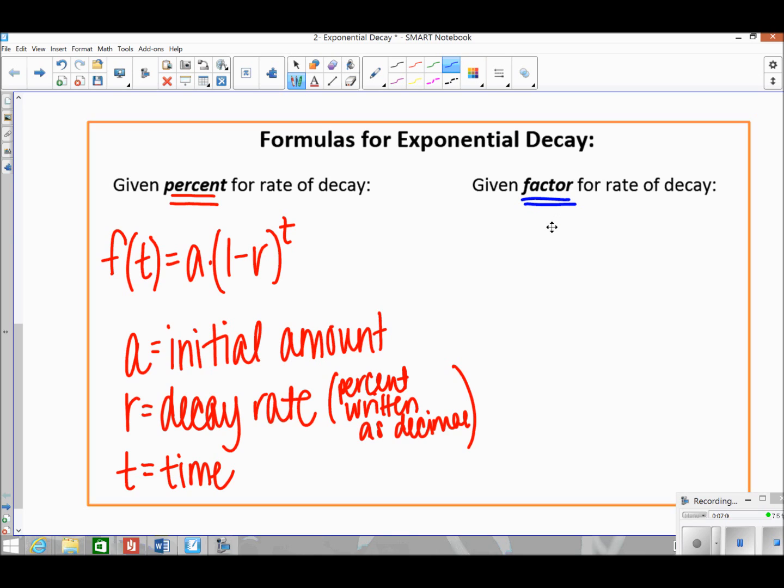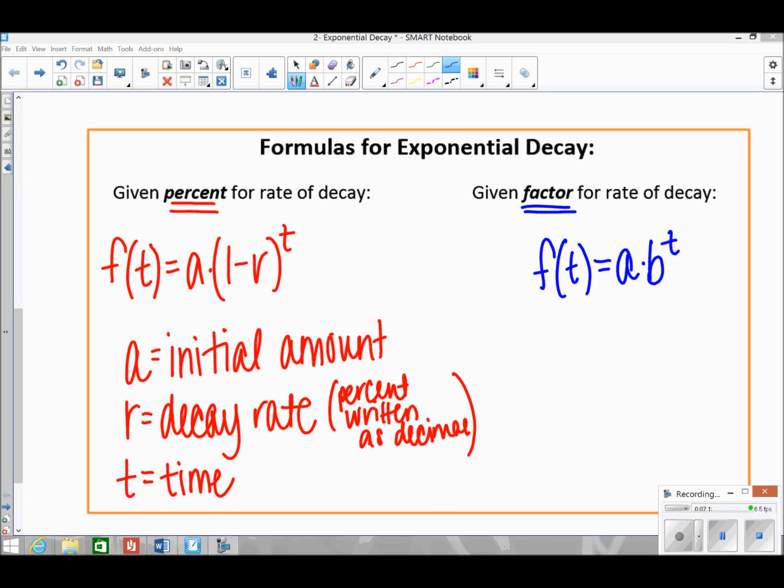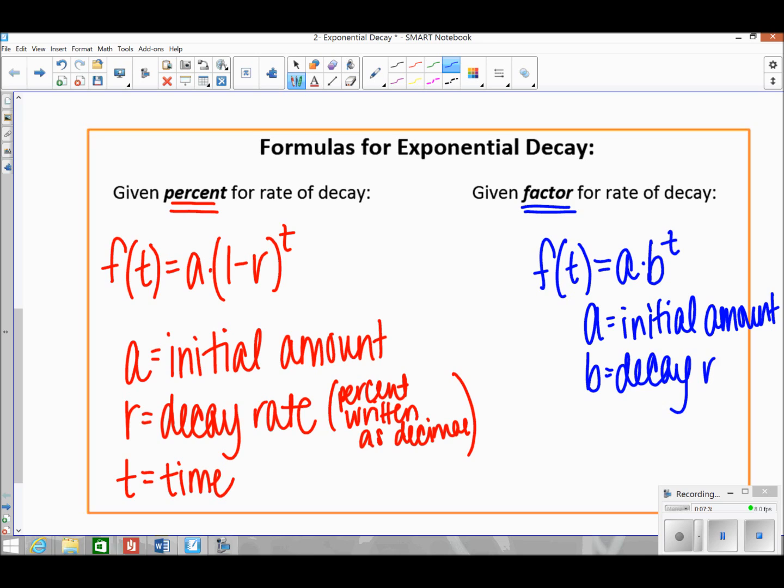If you're given a factor, so like I said, like 1/3, 1/2, a fourth, something like that, you're just going to basically use your parent function of what we graphed in the last lesson. So when we're looking at this one, a is still going to be the initial amount. So that's your y-intercept. B, if you remember, is the rate, so that's your growth rate. So for this one, B is going to be, again, that decay rate. But this time it's going to be written as a factor. So if it were a half, you'd put 1/2 in there. A third, you put 1/3 if it's decaying by a third, something like that. So it's going to be that factor goes right in for B, and then T will just be the time again.